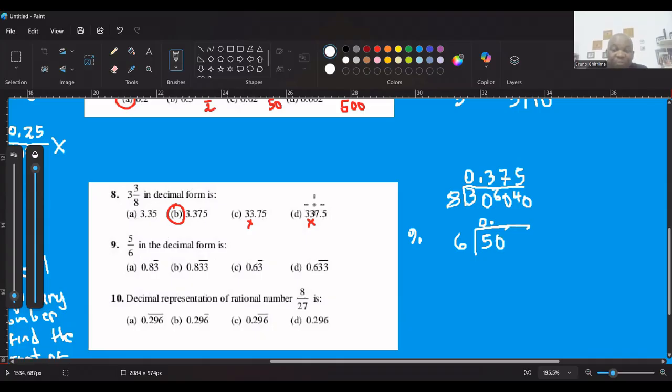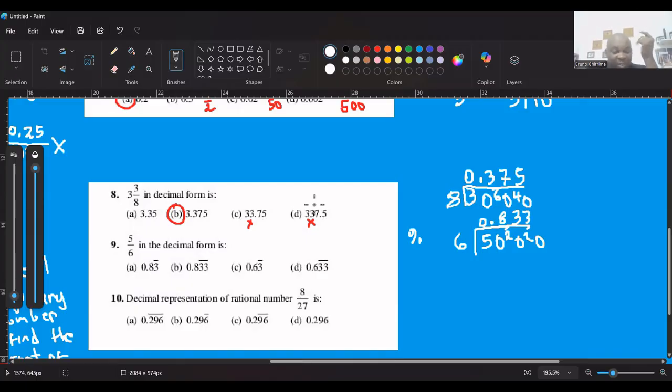And then 6 into 50 goes how many times? It should go into 48 8 times. So 8. 8 times 6, that's 48. 50 minus 48 gives us a 2, which we put here and add a 0. 6 into 20 should go 3 times into 18. So 3 times. 3 times 6, 18. 20 minus 18, that gives us 2 again. Boom. You see? Recurring.